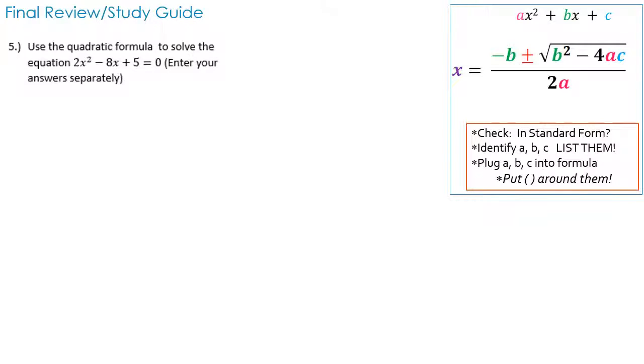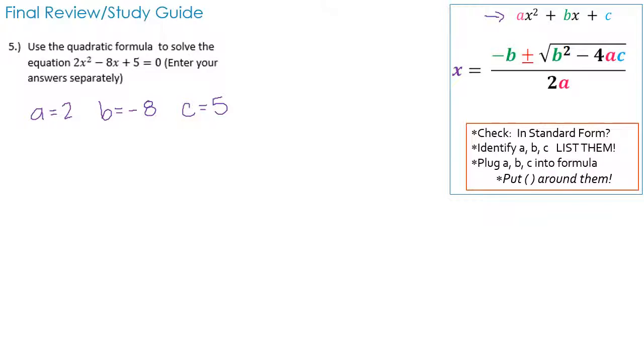So the first thing we want to do is make sure it's in standard form, ax squared plus bx plus c, which it is, so we're good to go. Now we can identify our a, our b, and our c. So our a is the number times the x squared, which is a 2. Our b is the number times the x, which is negative 8. And our c is a constant, which is 5.